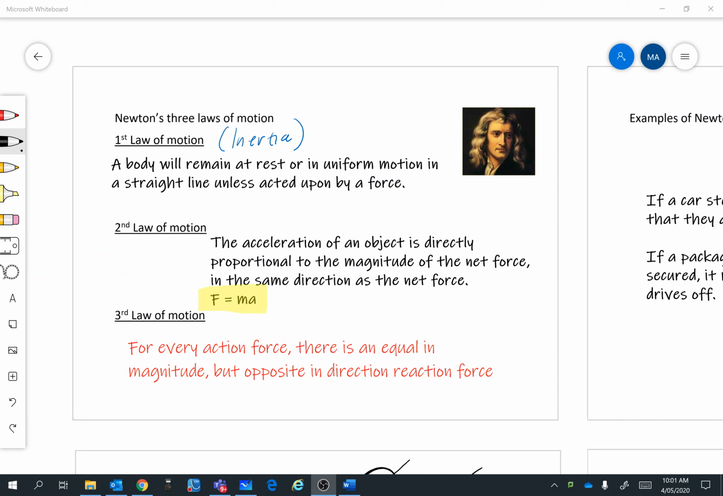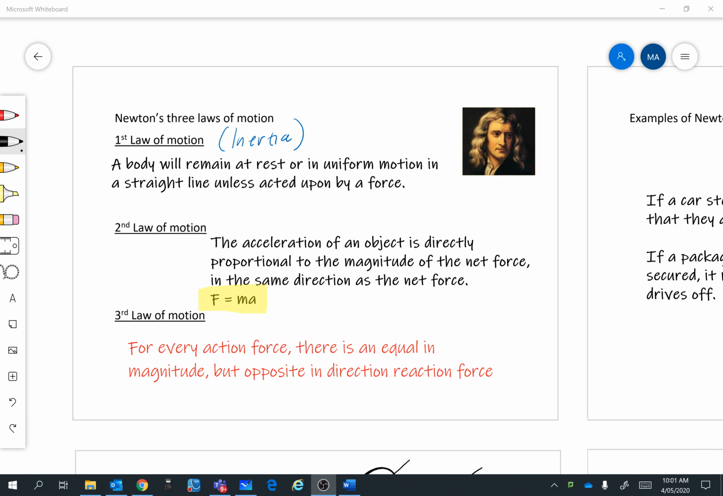Hi science students. In this video we're going to discuss what is probably the most famous of Newton's three laws of motion, the third law of motion, which states that for every action force there is an equal in magnitude but opposite in direction reaction force.